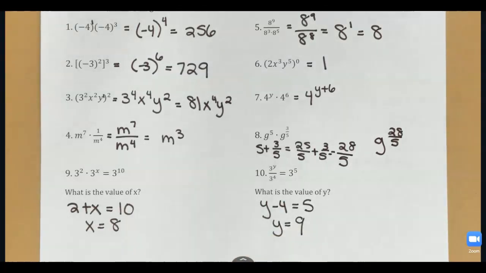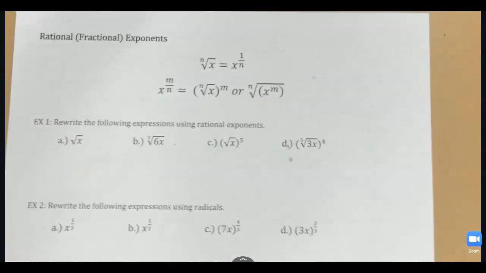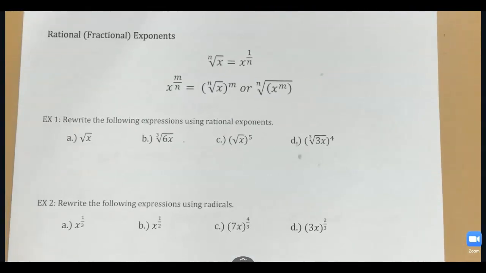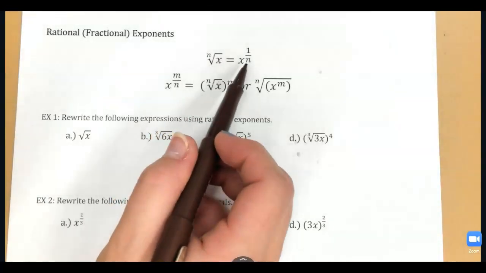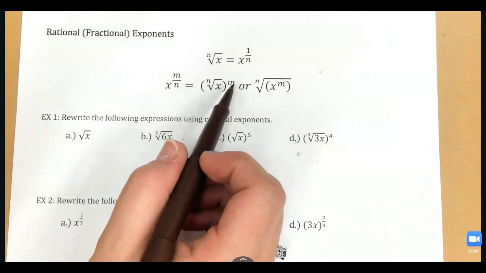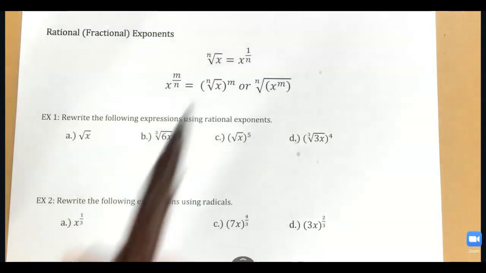Okay, so everything on this front side was review up to this point. Now we are going to look at rational exponents, which means they are fractions. And what I do with my rational exponents is these can be rewritten as radicals. So if you have a radical, you can actually rewrite it as an exponent where the index of your radical, the number outside, is in your denominator. And if you happen to have another power in there, that would go in your numerator.